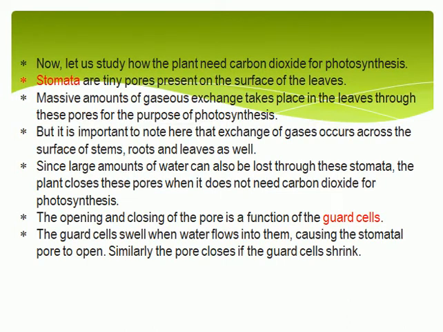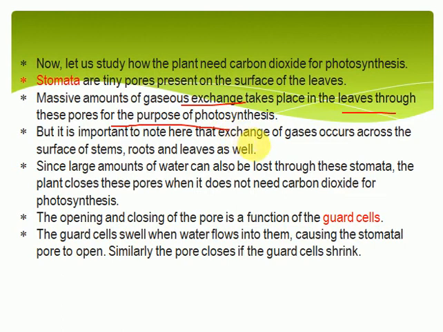Now let us study how the plant needs carbon dioxide for photosynthesis. Stomata are tiny pores present on the surface of the leaves. Okay, and generally we would observe that stomata are numerous on the lower surface of the leaf as compared to the upper surface of the leaf. A massive amount of gaseous exchange takes place in the leaves through these pores for the purpose of photosynthesis. This statement means that for photosynthesis we require carbon dioxide and oxygen is to be released out. Both these processes take place through the stomatal pore.